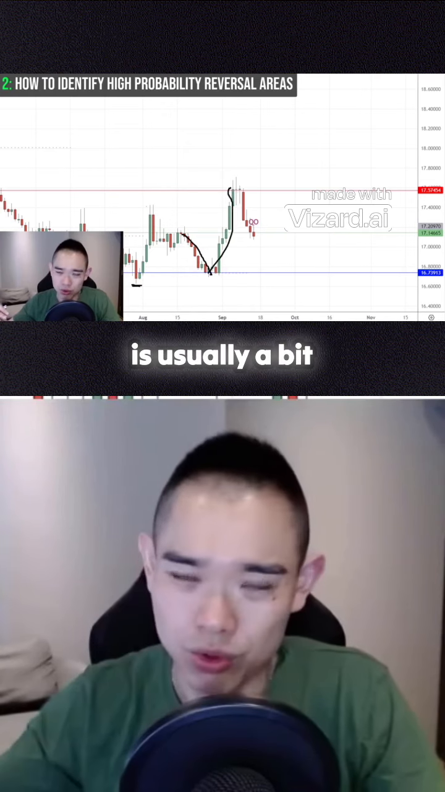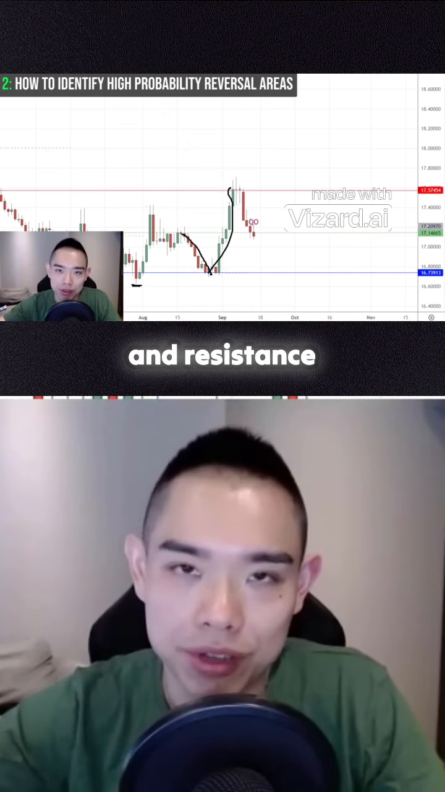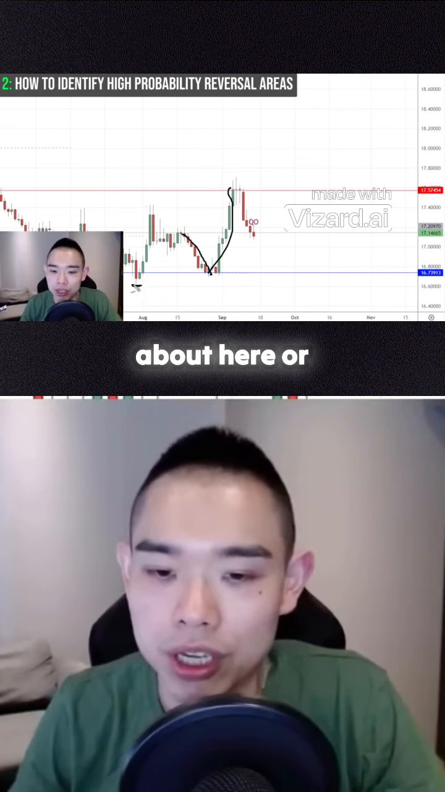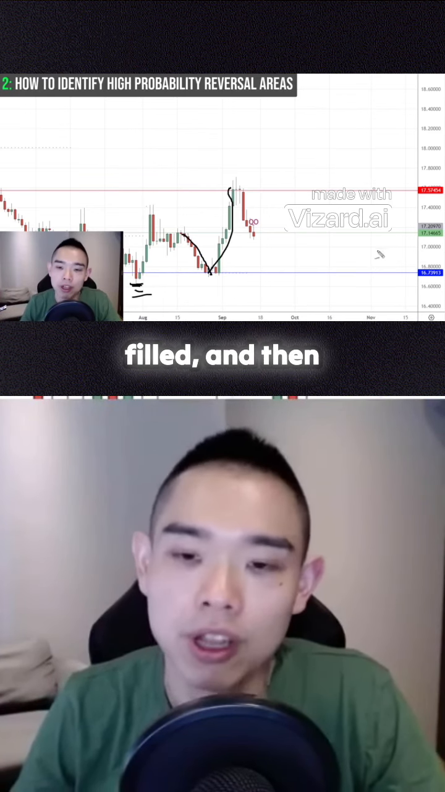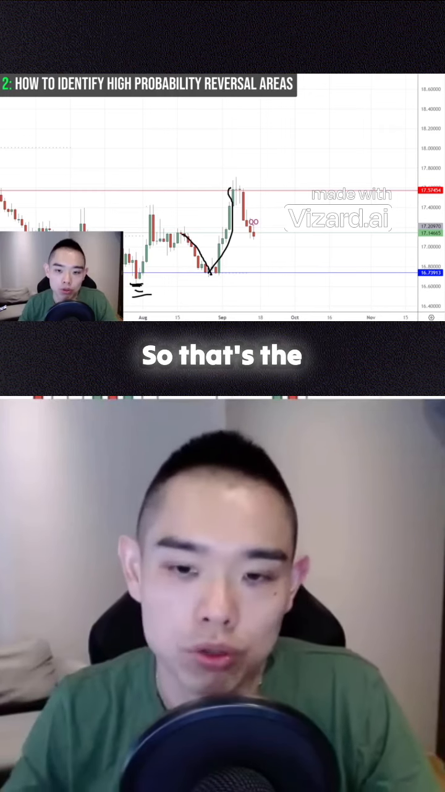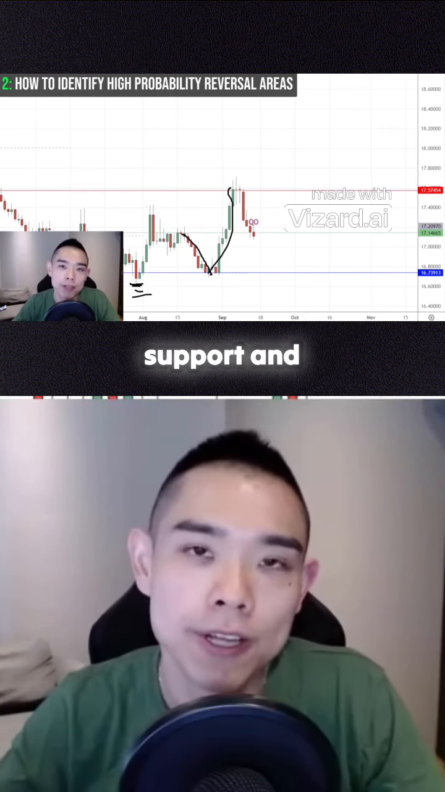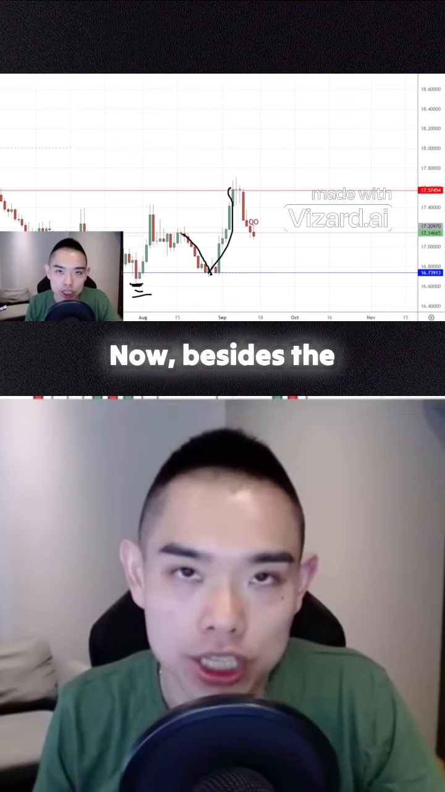So if your target is usually a bit too far, right, beyond the support and resistance area, let's say somewhere about here or here or here, you may not get filled, and then you'll see how the price will then reverse against you and then hit your stop loss. So that's the reason why usually when I set targets, it's a bit more conservative, right? It's before support and resistance on my charts.